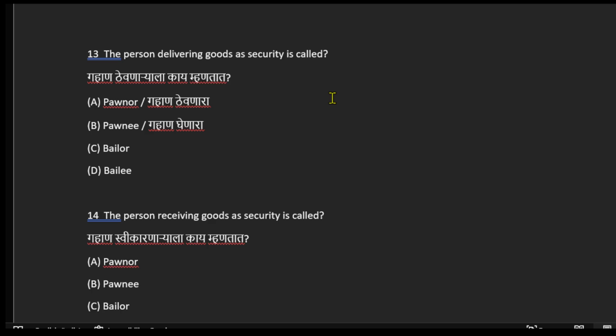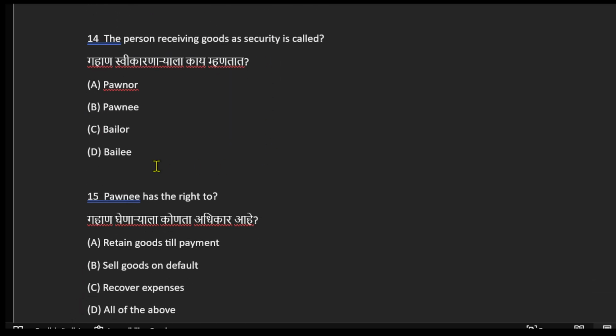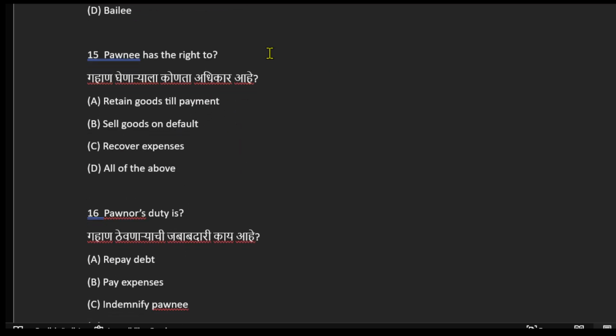The person delivering goods as security is called bailor. 14. The person receiving goods as security is called pawnee. 15. Pawnee has the right to retain goods till payment.